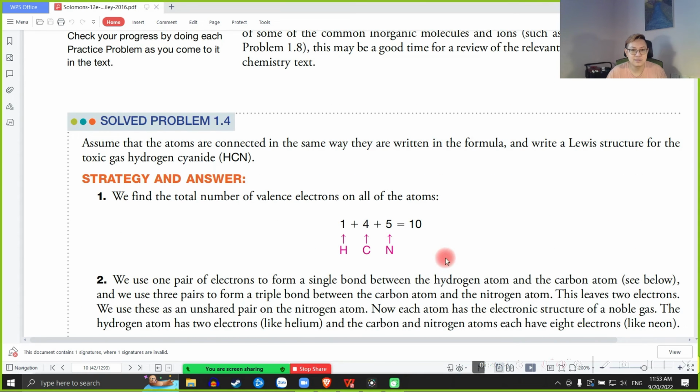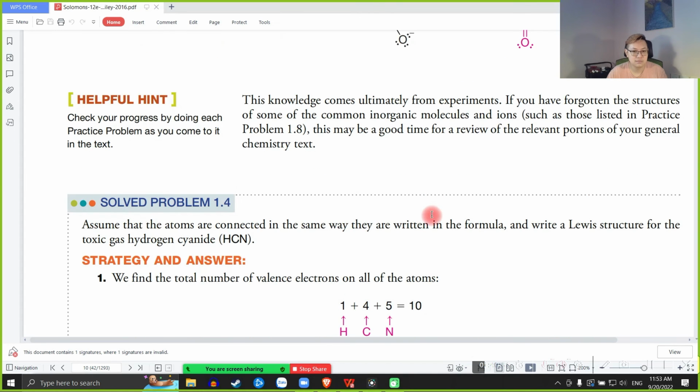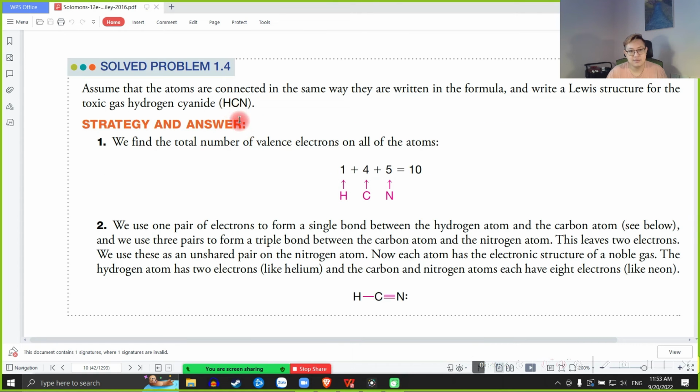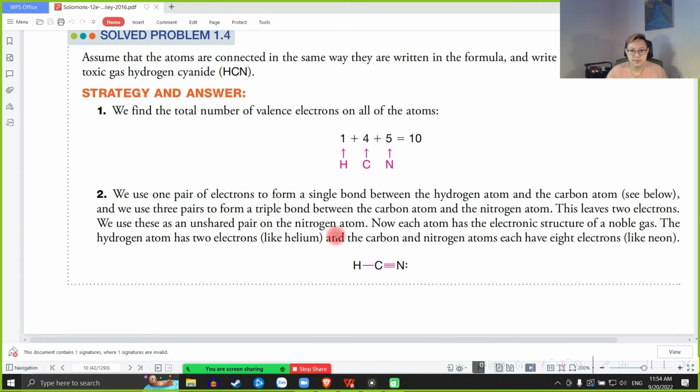So problem 1.4. Assume that the atoms are connected in the same way they are written in the formula, and write a Lewis structure for the toxic gas hydrogen cyanide, HCN. So strategy and answer: HCN, 1, 4, 5, so it's 10 valence electrons. Hydrogen forms one bond, so C has 3 left. So it has to form a triple bond with the nitrogen, isn't it?